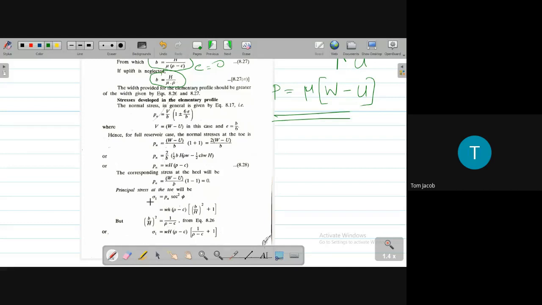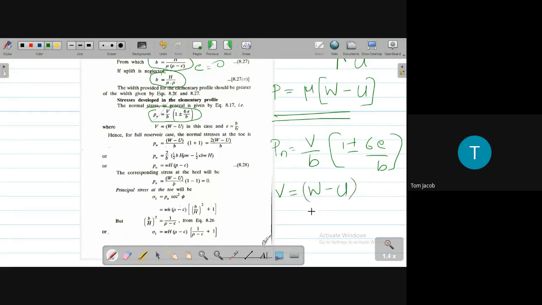So we have stresses developed in the elementary profile. For that we have normal stress. The equation for normal stress we have already derived in the previous classes, that is Pn is equal to V by B into 1 plus or minus 6E by B. Okay, that's a very important equation. And here V, that is the net vertical force, is equal to W minus U, that is self-weight minus uplift.